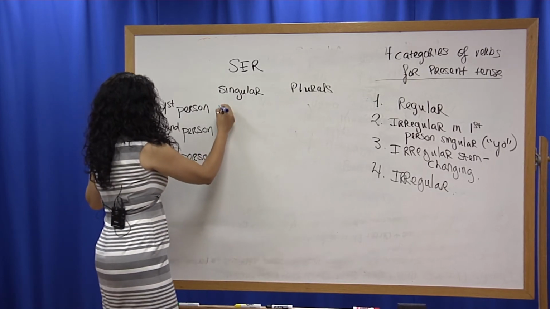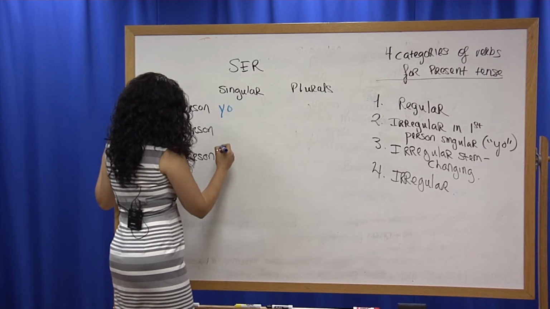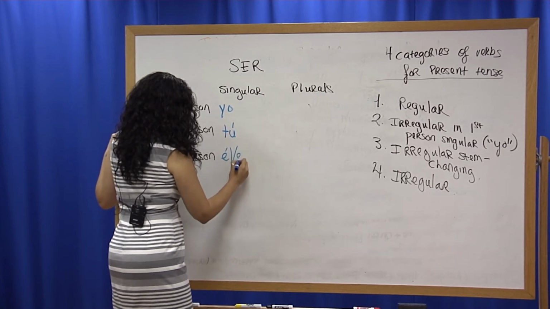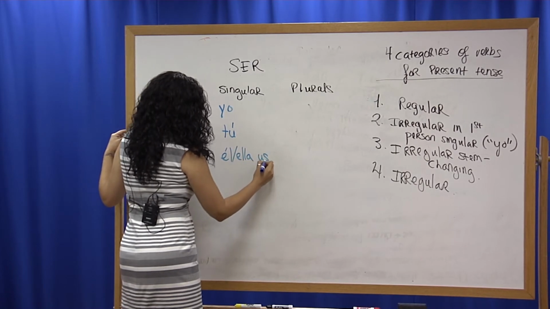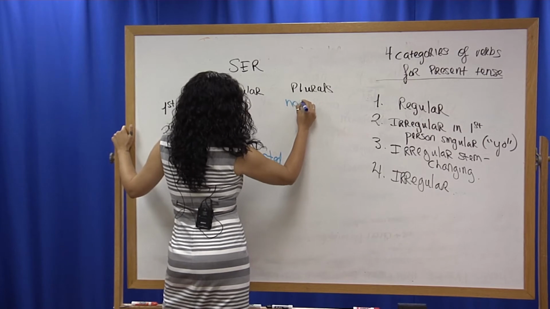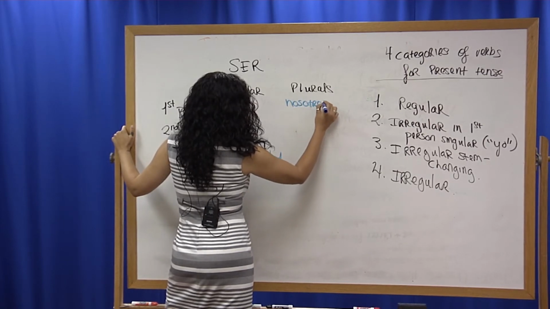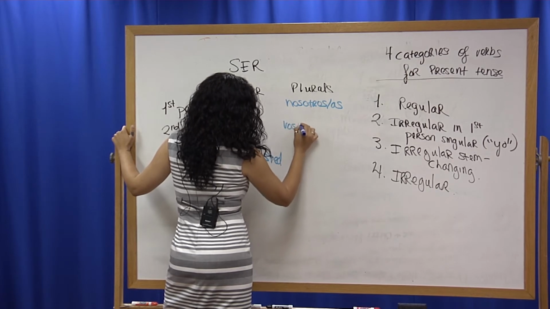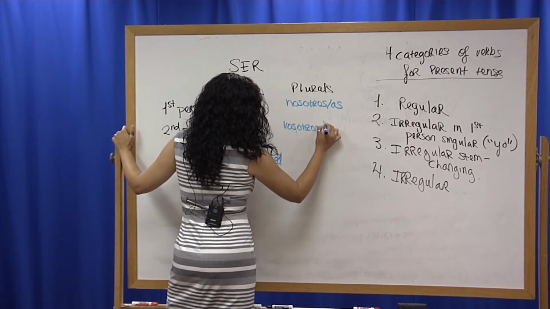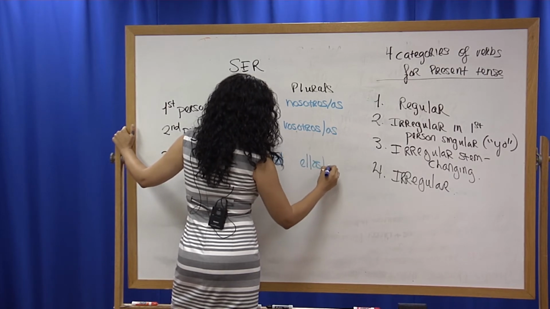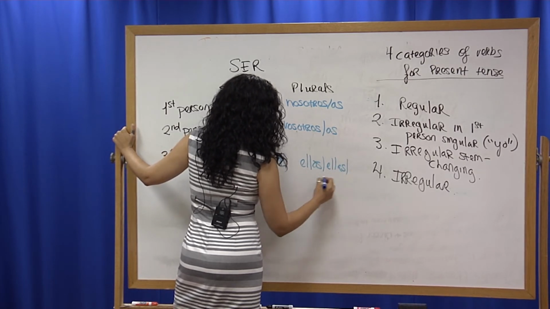So each personal pronoun will go here. We have yo, tú, él, ella, usted, nosotros, or nosotras, vosotros, or vosotras. And then we have ellos, ellas, and ustedes.